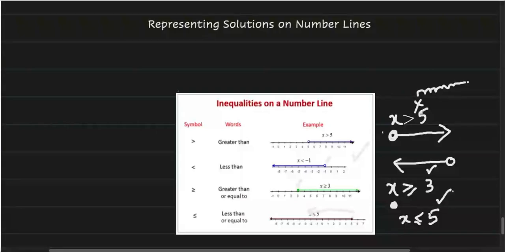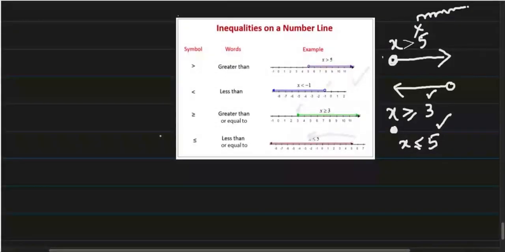Got it? So this is how you represent inequalities or inequations on a number line. I hope this makes sense. So arrows, left and right, closed and open circles are the basis of representing inequalities on a number line.